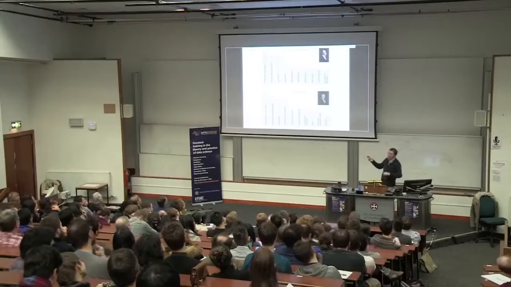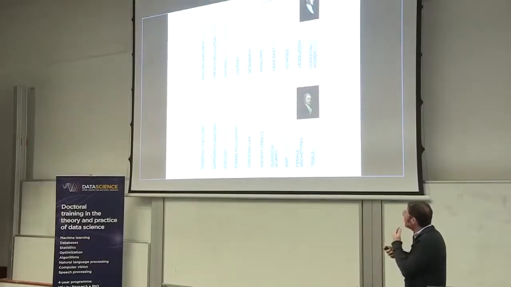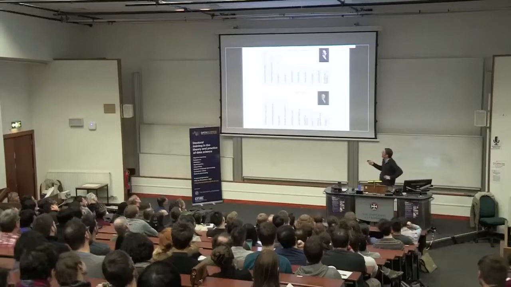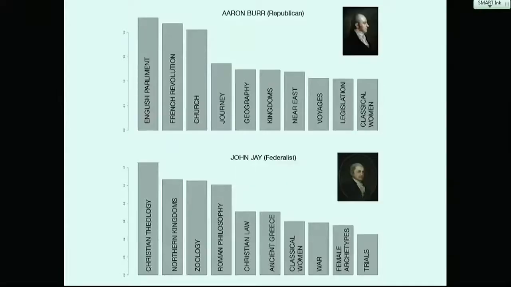I don't know much about American history, but the Federalists wanted closer connections to Europe and England. The Republicans wanted more of a separation. And they apparently had different reading behaviors, too. The Republicans read about the French Revolution and English Parliament and had more secular reading behaviors. The Federalists had more classical reading behaviors. And again, this is according to Mark Hoffman.